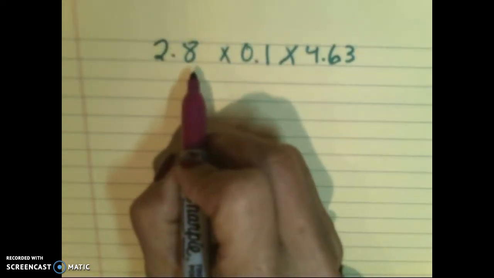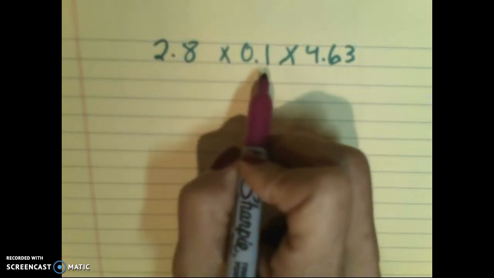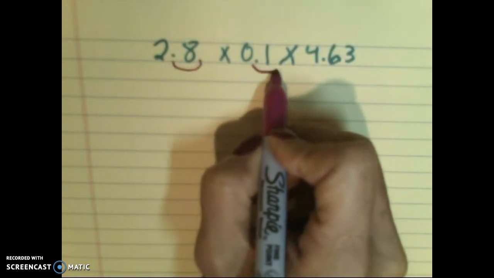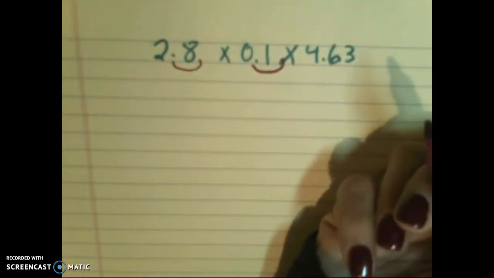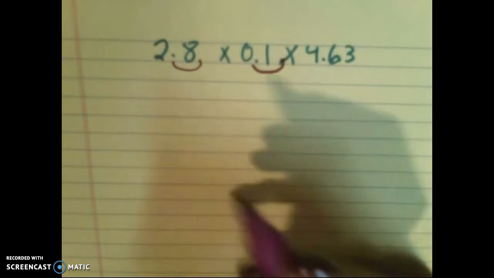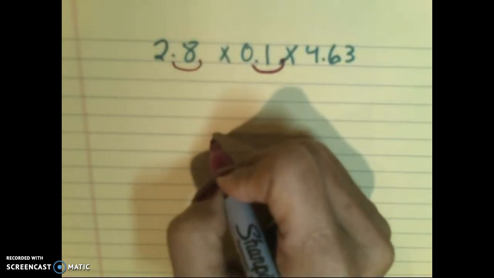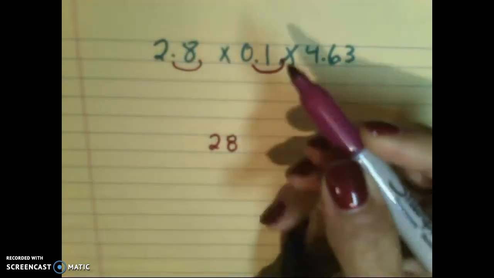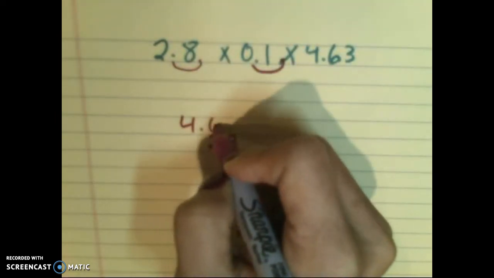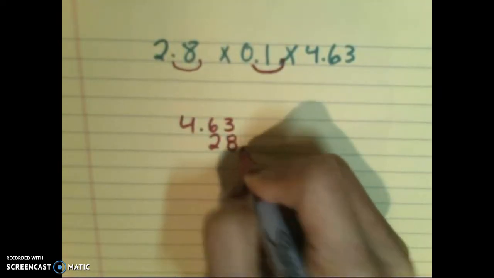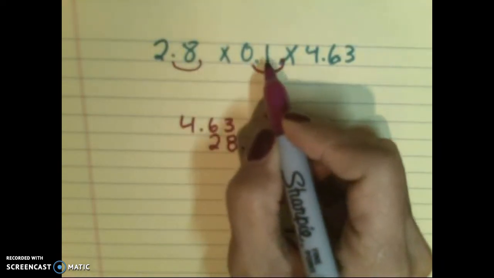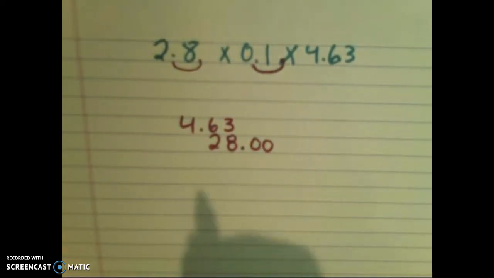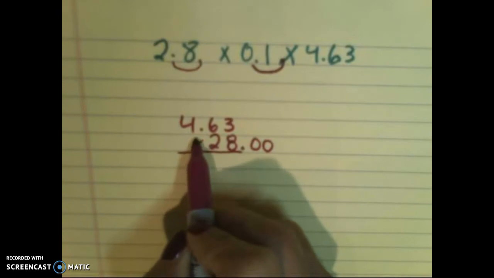But for a problem like this, I know that I have this 2.8 and I have this 0.1. So I can move this decimal place over once and move this decimal place over once. Now that's just giving me 28 times 1. 28 times 1 is a lot easier number to use. So that's 28. Then I'm going to bring my problem 4.63. Don't forget that for that 28 times 1, we moved the decimal place twice, so I can just replace those zeros. Okay?